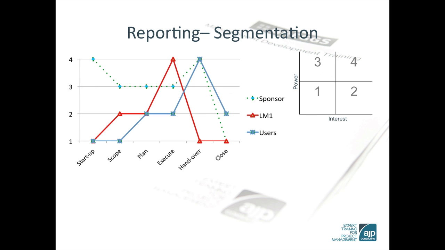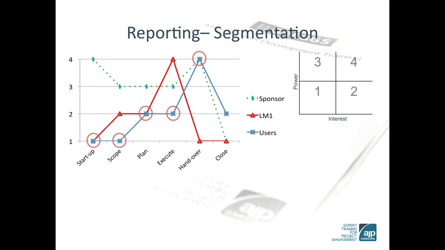We also identified that throughout a project, the power and interests of stakeholder groups change. So for example, the user community. They have little interest or power at the initial stages of a project, but they have very high interest and high power when it's handed over to them.